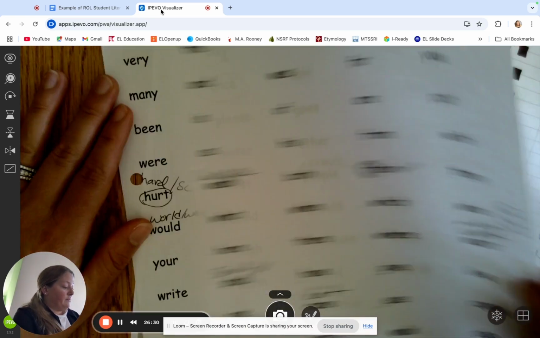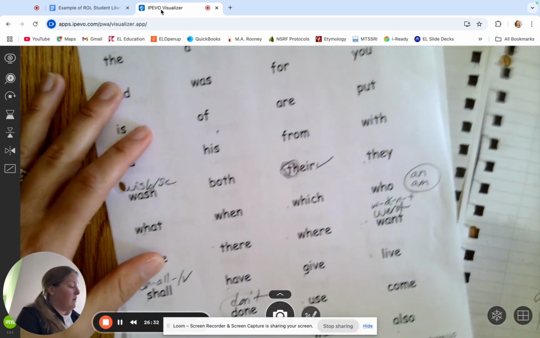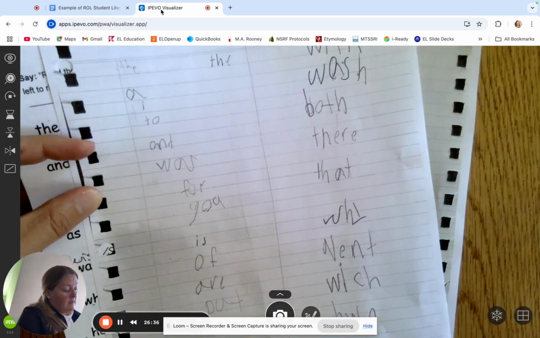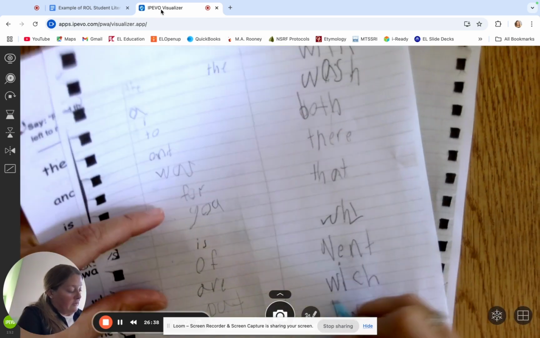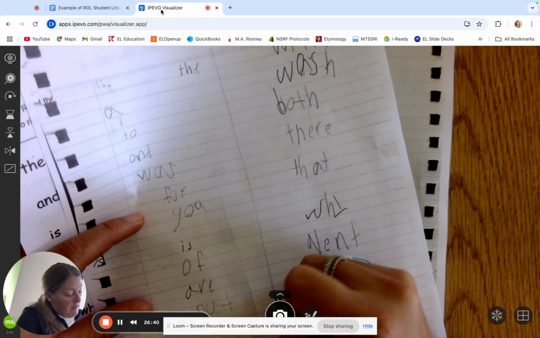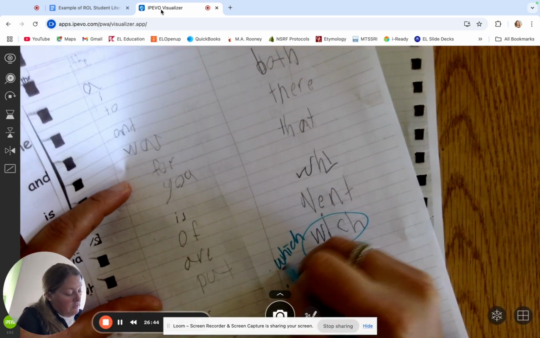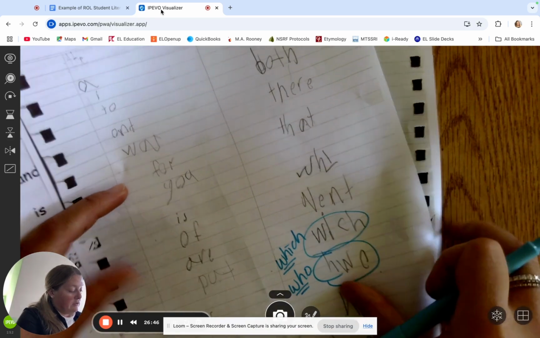Let's see. Yeah, so it's as simple as which, for example, needs to be taught, which, who needs to be taught, who. Question words start with WH. That's what I'm going to teach this kiddo.